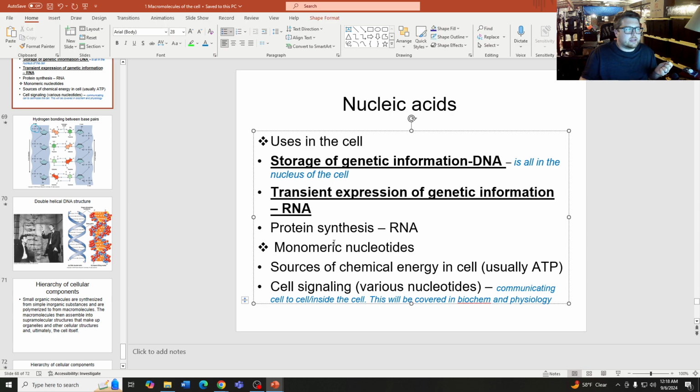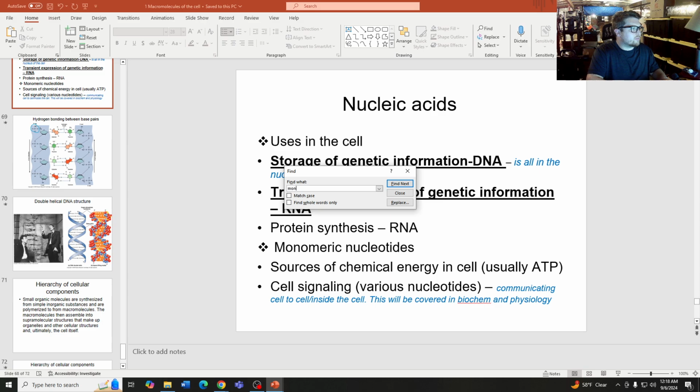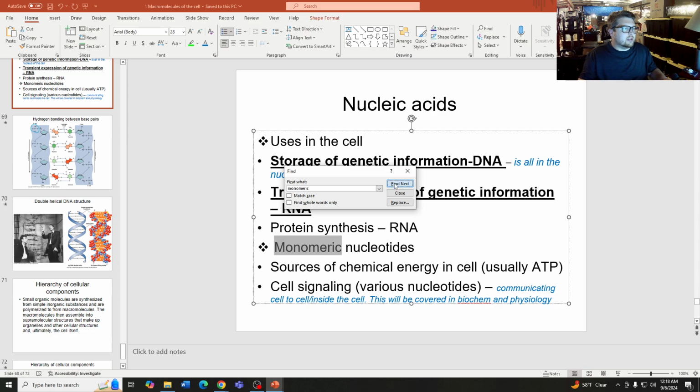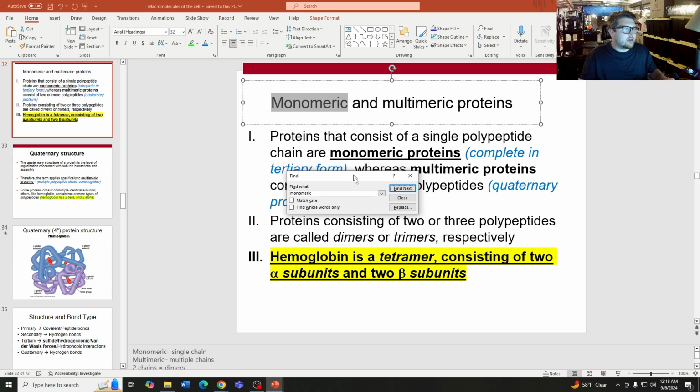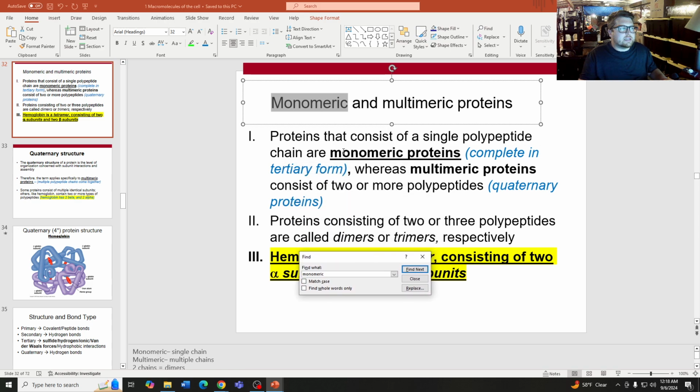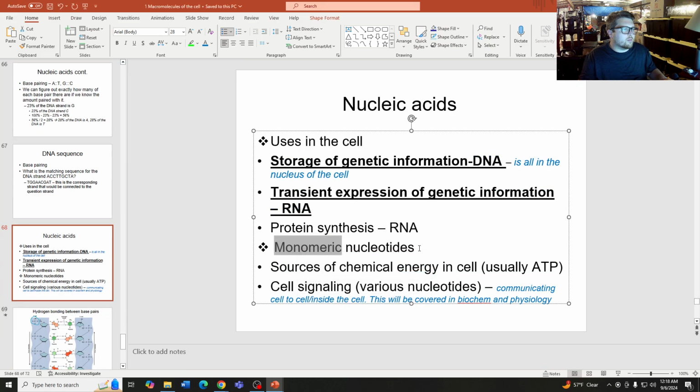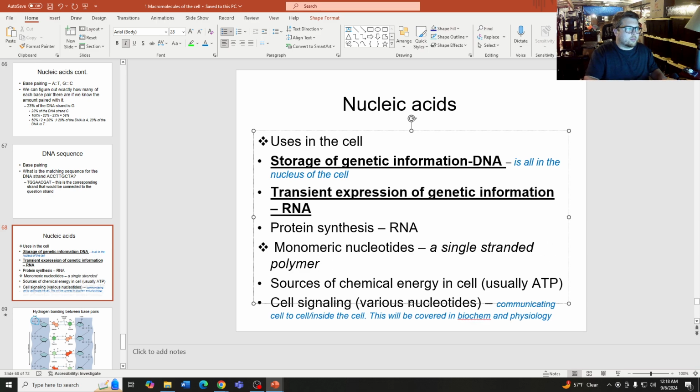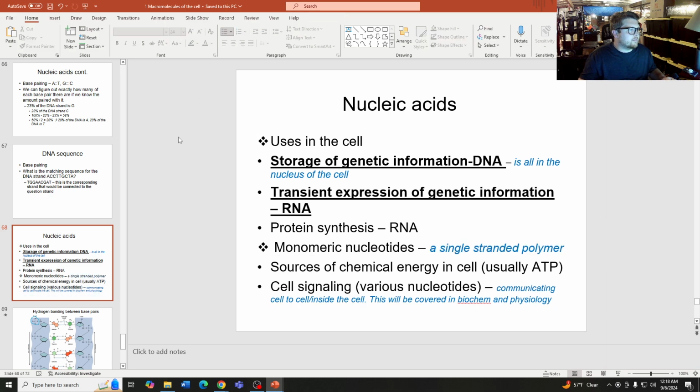Monomeric nucleotides. Monomeric, that was that word that we learned a while back. Let's go backwards and look and see. Remember that monomeric means that it's complete in its tertiary form. Remember what the tertiary form means: it doesn't combine with other strands. So it is a single-stranded polymer, right? Single strand.